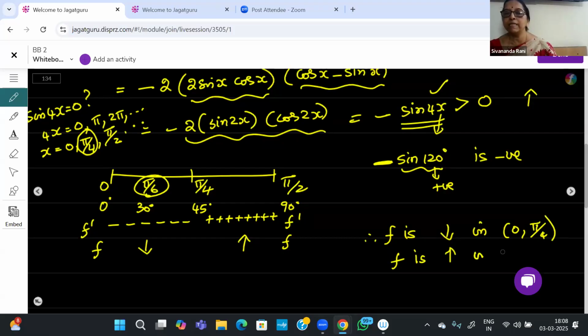And where is it increasing? Pi by 4 to pi by 2. Open or closed? Open. Very good. We can't keep it closed at pi by 4 also. We can't, because at those points, the first derivative is becoming 0 at the end points. Where the first derivative becomes 0, what are those points? Those are points of maximum and minimum. Understood? So they can't be in consideration for increasing or decreasing nature. They can't be candidates for that. So this is only correct.